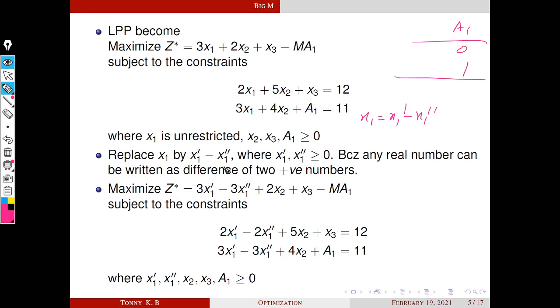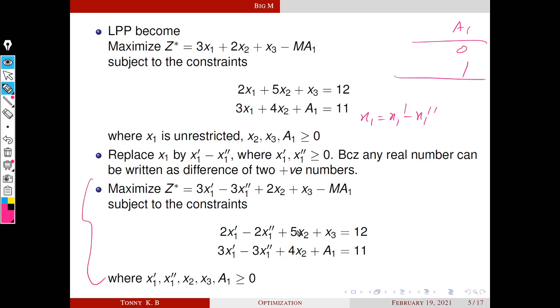So what about the final standard form? This is the standard form of the given LPP. Maximum z star equal to like this. We replace all the x1s by x1 dash minus x1 double dash. That's why this becomes 3x1 dash minus 3x1 double dash plus etc. And this constraint becomes 2x1 dash minus 2x1 double dash plus etc. So this is the standard form of the given LPP.